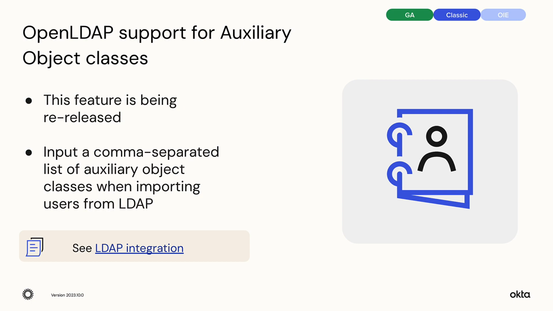Open LDAP support for auxiliary object classes. You can now input a comma-separated list of auxiliary object classes when importing users from LDAP. This feature is also being re-released.